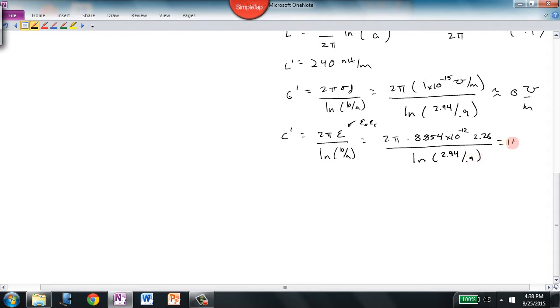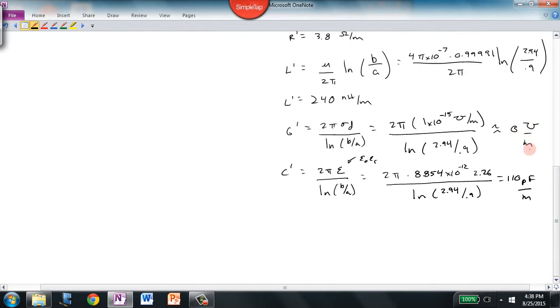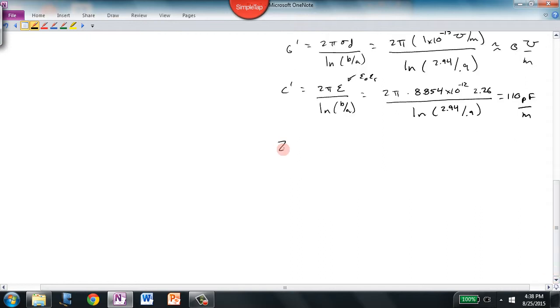And this gives us a value of 110 picofarads per meter. So now we've got our distributed parameters, 3.8 ohms per meter, 240 nanohenries per meter, 0 moles per meter, and 110 picofarads per meter. Z0, the characteristic impedance of the transmission line, since all of these values are relatively significant, this is a lossy transmission line. We get R prime plus J omega L prime over G prime plus J omega C prime. And so now it's just a little bit of plug and chug.